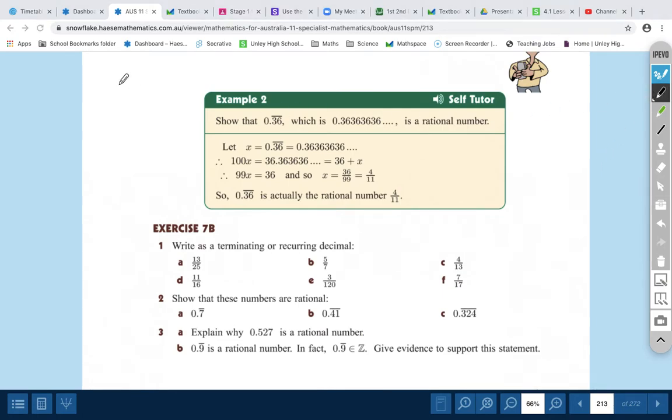0.527 is rational because you can express it as a fraction. It goes down to the thousandths: 527 thousandths. We've got tenths, hundredths, thousandths, ten thousandths, and so on. Okay, next one.